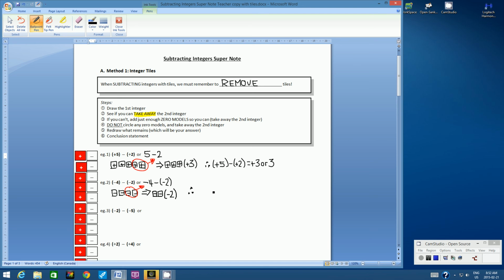So therefore, -4 subtract -2 equals -2. Now in standard form, there's no other way to write it. We can take away the brackets if we wrote it with brackets, or -2. Examples 1 and 2 represent the easiest type of subtraction questions. For the next examples, we're going to get into more complex ones where we have to use more of the steps in our note.